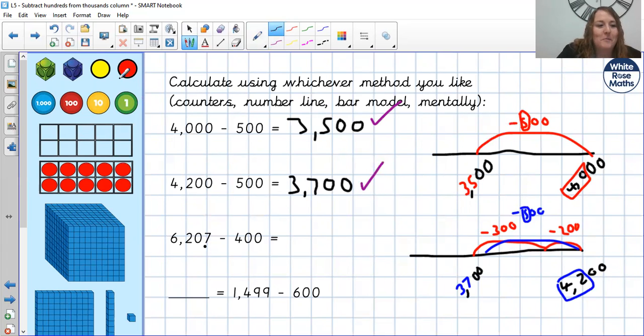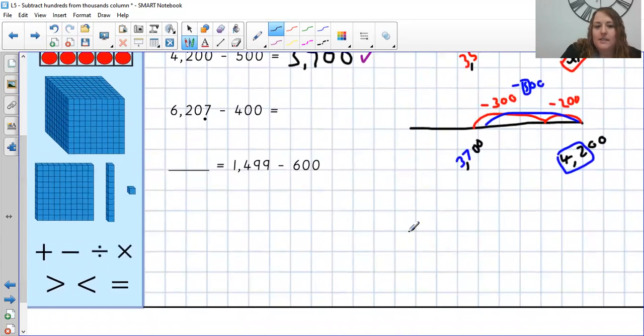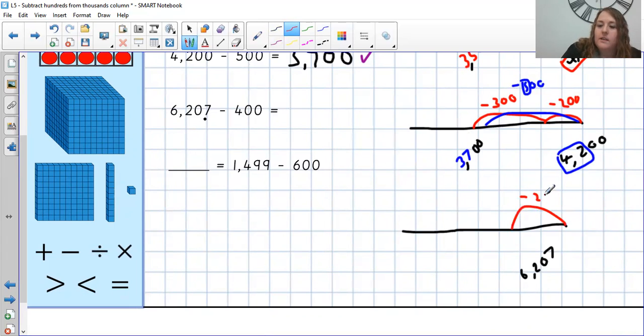Okay, now I'm making sure I'm looking at the right one. I'm just going to scroll down, give me a bit more page. 6,207, and I'm going to be taking away 400. Again, you could have taken away 200 because I've got the 2 there, and then another 200, or you could be taking away the 400 in one go.